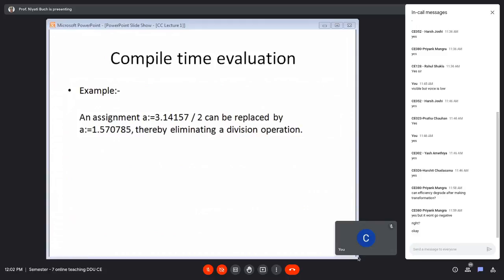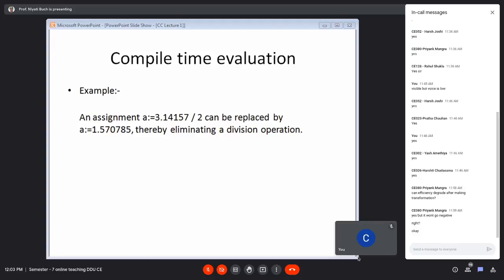a is assigned the value 3.14 divided by 2. Now in this particular expression, the operation is division, and division is performed upon two constants, right? So we always know that the answer is going to be 1.57 and so on. So we can directly replace it at compile time. It can be evaluated at compile time, and then at runtime, the division operation can be eliminated.